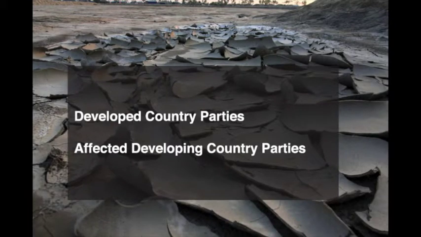Now you need to understand something which is very special about the UNCCD. The UNCCD is the only sustainable development convention which divides its parties into developed country parties and affected developing country parties. And based on that division, these parties have different roles. The developed country parties are supposed to assist the affected developing country parties in the implementation of the convention. The affected developing country parties have a responsibility to implement the convention effectively on the ground. This is very important to understand.